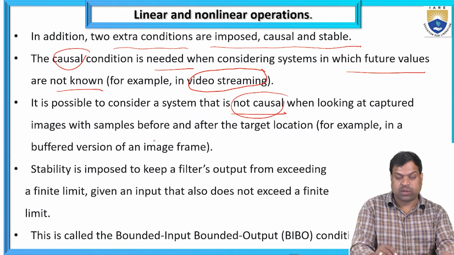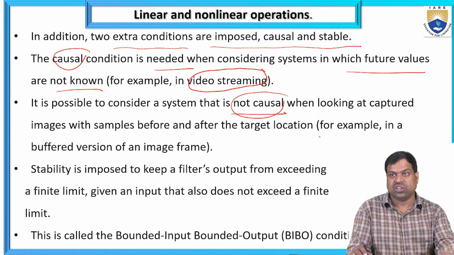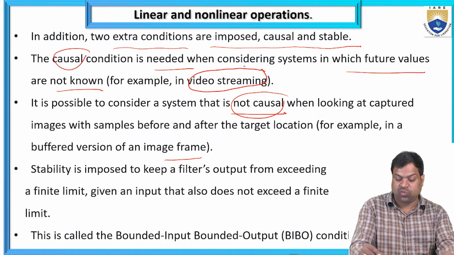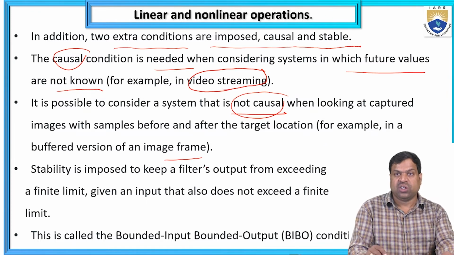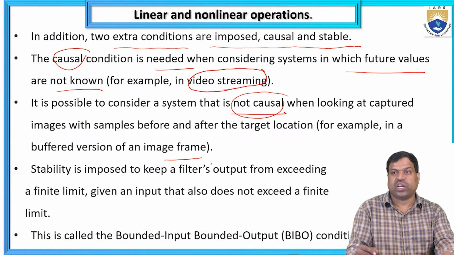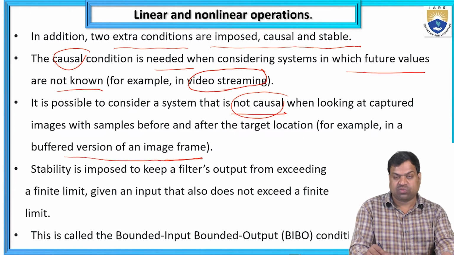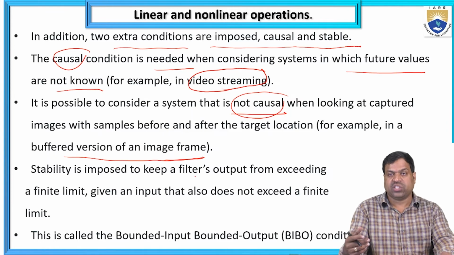It is looking at captured images with samples before and after the target location, for example in a buffered version of an image frame. Here I am taking video streaming, which is a causal system. When it is not, it is non-causal. So what is a non-causal system? When I am buffering a version of the image frame, that is, when the images or video are buffering, that is not a causal condition.